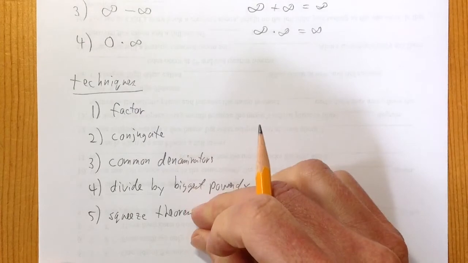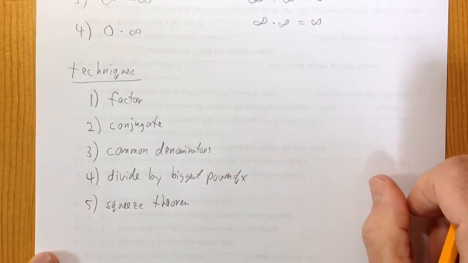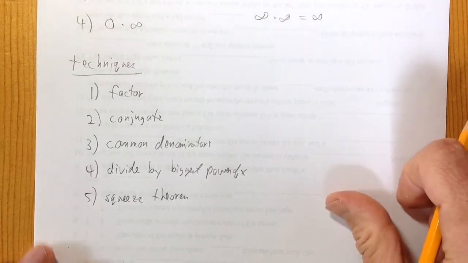You squeeze it in between two functions that you know about. It's kind of like waving your hands and making this argument. It's kind of weird, but okay. So that's what we have so far.